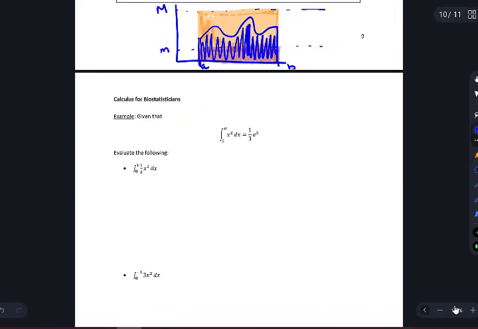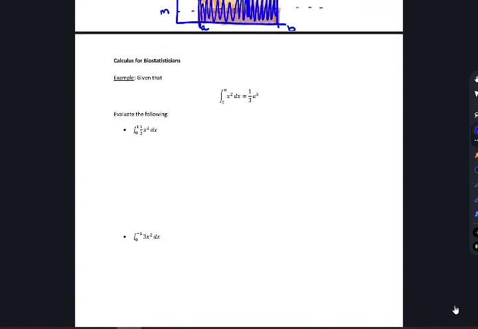So let's look at an example where we are going to apply some of these properties. We are given that the definite integral from 0 to a of x squared dx is equal to 1/3 a cubed. The first one we want to find is the definite integral from 0 to 1 of 1/2 x squared dx. Notice that 1/2 is a constant, so by property 3, we can pull that constant out. So we're going to have 1/2 times the integral from 0 to 1 of x squared dx.